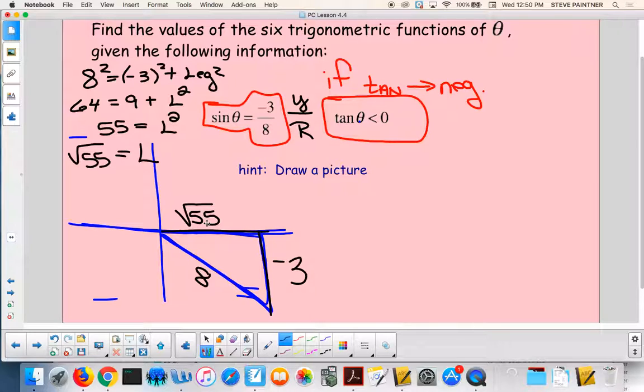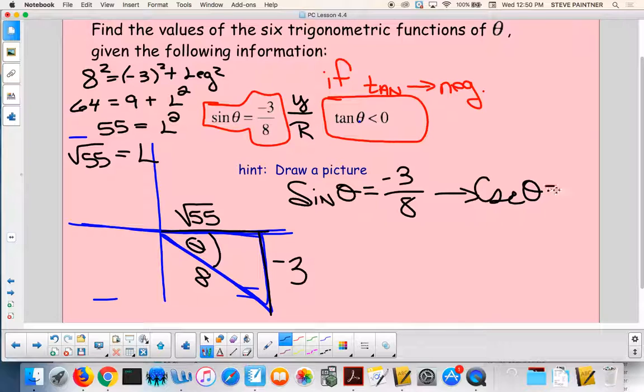Okay. Sine of, here's theta. Theta is the reference angle. Sine of theta is what over what? Y over r, negative 3/8. It was already given to you, wasn't it, right here? Okay, next, cosecant of theta. 8 over negative 3, right? Okay, those were the two easy ones, I hope.